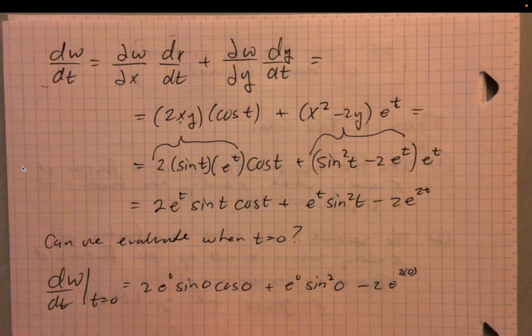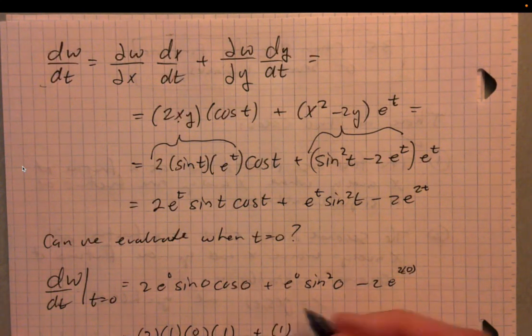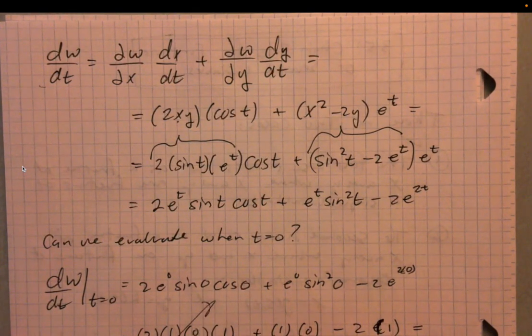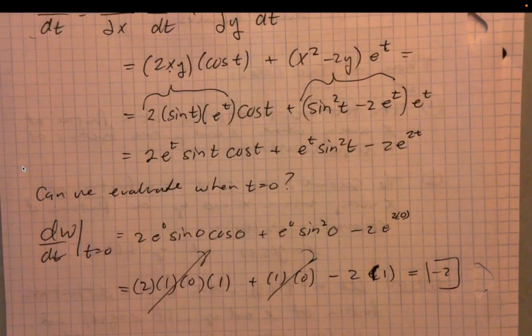Okay, and so we know that's 2 times 1. Sine of 0 is 0. Cos of 0 is 1, plus 1. And then this will be another 0 minus 2 e to, well, 2 times 0, so that's 2 times 1. Right. And so the whole shebang is just, this is 0, that's 0, and you get negative 2. Okay, so there we go, right? So we just used the chain rule to differentiate this function w, a function of x and y, which are themselves functions of a single variable t.